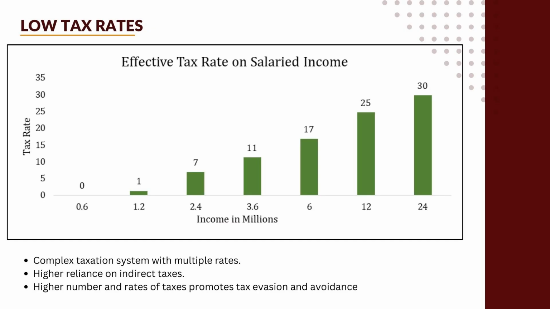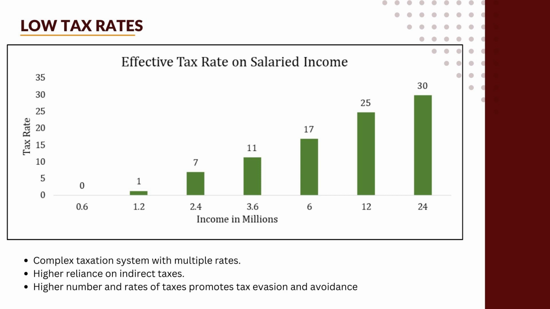The next pillar is low tax rates. As I mentioned earlier, the federal government is spending more than it is earning. So the government has to increase taxes every year and rely more on indirect taxes, which are quite easier to collect.